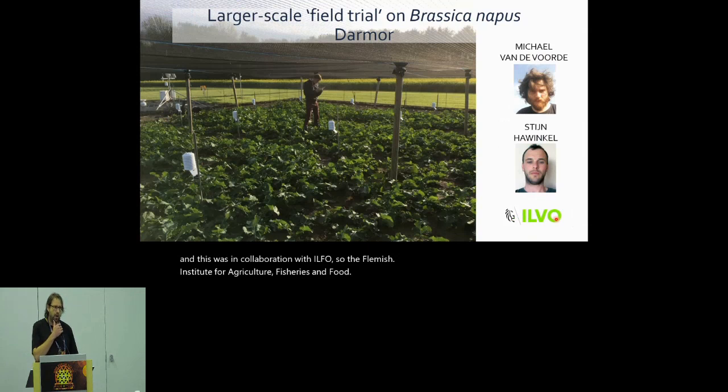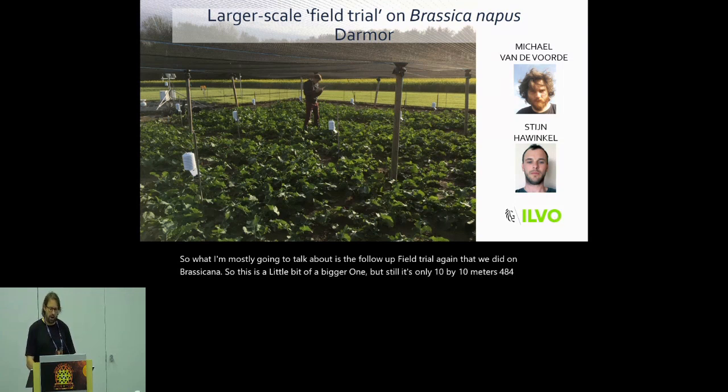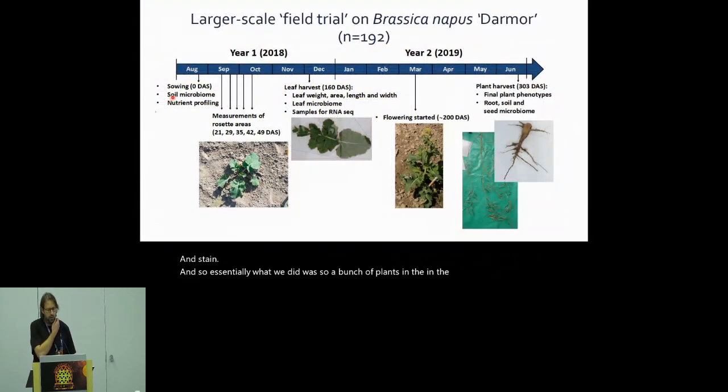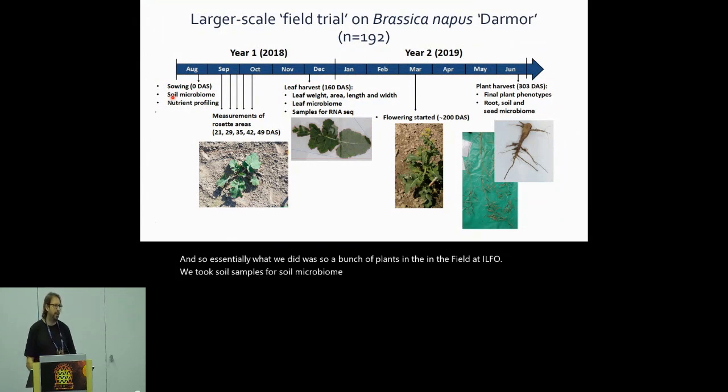So what I'm mostly going to talk about is the follow-up field trial that we did on Brassica napus. This is a little bit of a bigger one, but still it's only 10 by 10 meters, 484 plants. People working on this mostly in my lab are Michael and Steen. Essentially what we did was sow a bunch of plants in a field at ILFO. We took soil samples for soil microbiome profiling for every plant. We also did nutrient profiling for every plant from these soil samples.